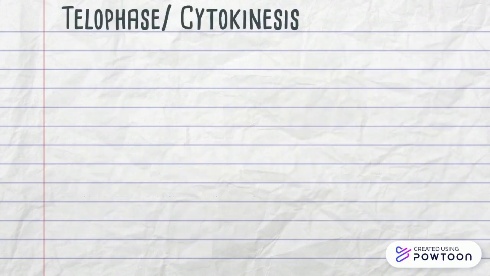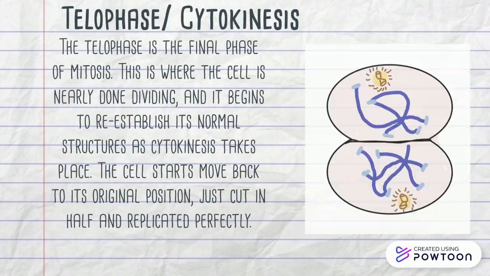The telophase is the final step of mitosis. This is where the cell is nearly done dividing and it begins to reestablish its normal structures as cytokinesis takes place. The cell starts to move back to its original position, just cut in half and perfectly replicated.